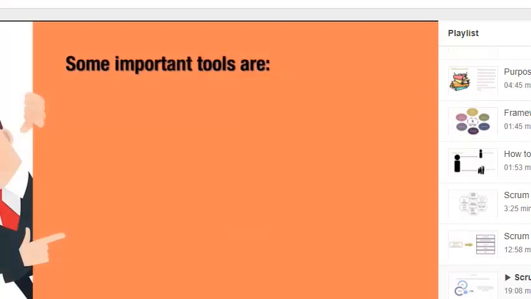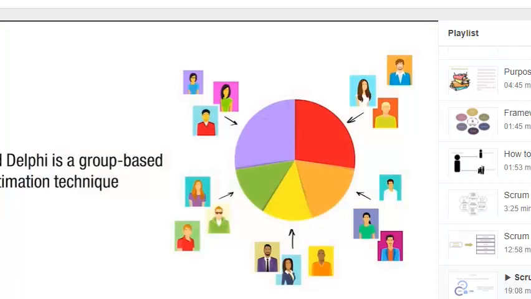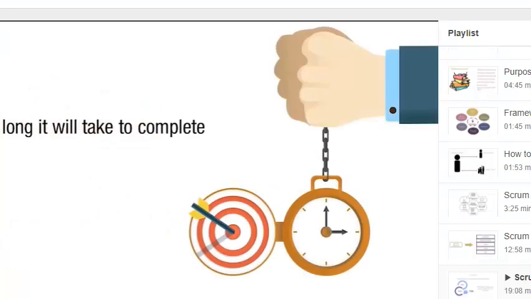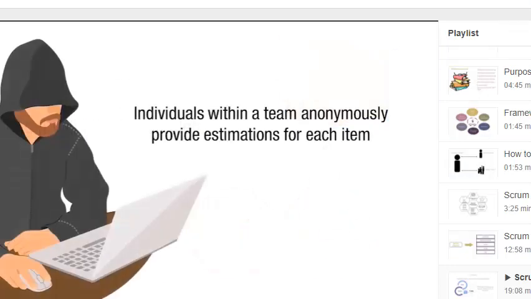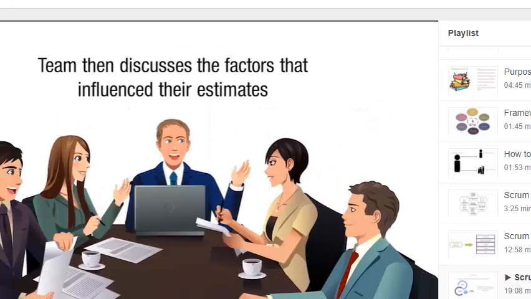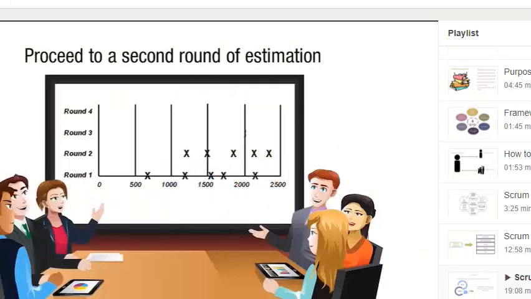Some important tools are, let's begin with Wideband Delphi. Wideband Delphi is a group-based estimation technique for determining how much work is involved and how long it will take to complete. Individuals within a team anonymously provide estimations for each item, and the initial estimates are plotted on a chart. The team then discusses the factors that influence their estimates and proceeds to a second round of estimation.